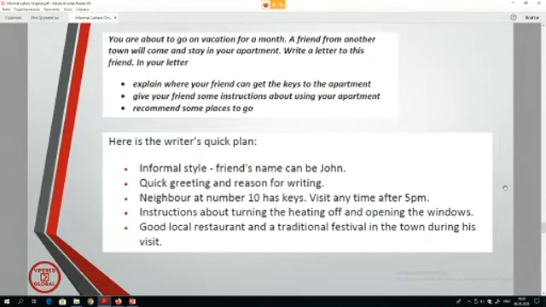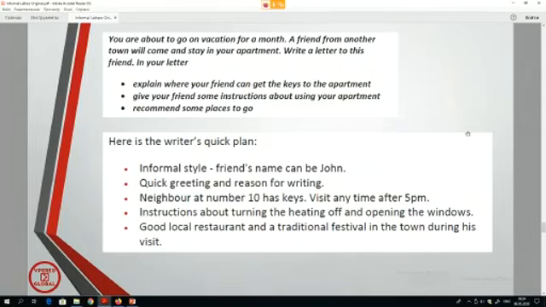Let's move on. Here's an example again. You are about to go on vacation for a month. A friend from another town will come and stay in your apartment. Write a letter to this friend. In your letter, explain where your friend can get the keys to the apartment. Give your friend some instructions about using your apartment. Recommend some places to go.